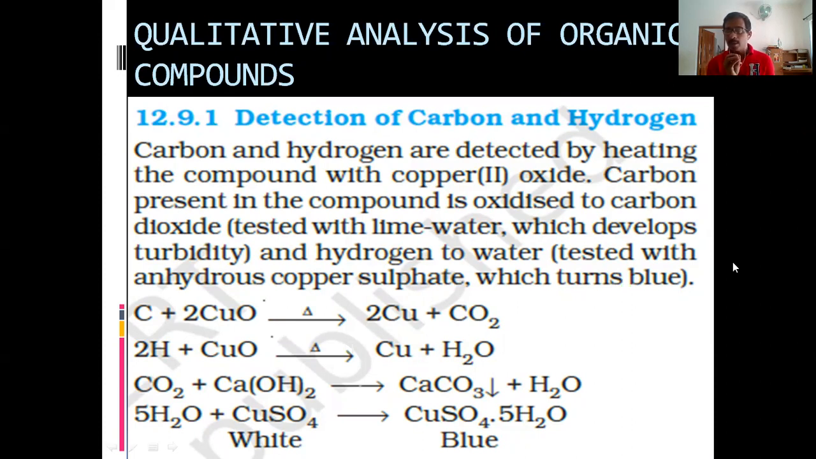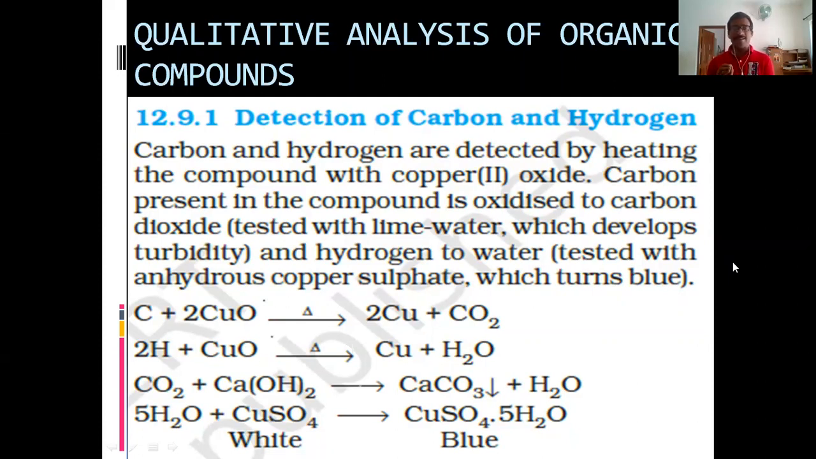Carbon in an organic compound can be converted to carbon dioxide. Carbon dioxide turns lime water milky. Similarly, hydrogen in an organic compound can be converted to H2O. H2O turns anhydrous copper sulfate blue. It is a basic principle that we are using to identify the presence of carbon and hydrogen.